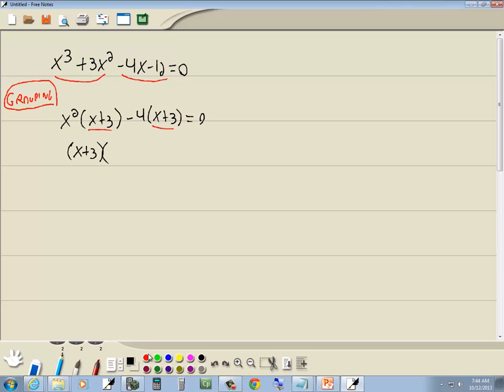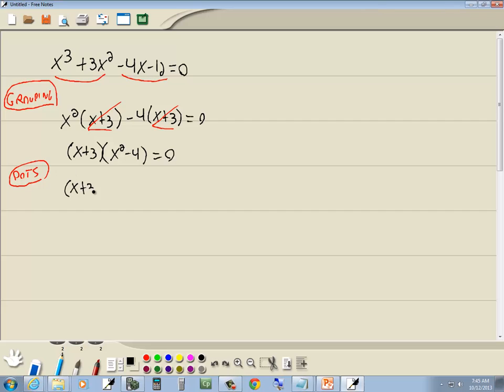And to see what goes in your second set of parentheses, you can actually cross out the x plus 3's up here. And what isn't crossed out is what goes here, which would be x squared minus 4. Now our second set of parentheses, we can factor that further. That's the difference of 2 squares. 2 terms with a minus sign in it. That tells us to try a difference of 2 squares.